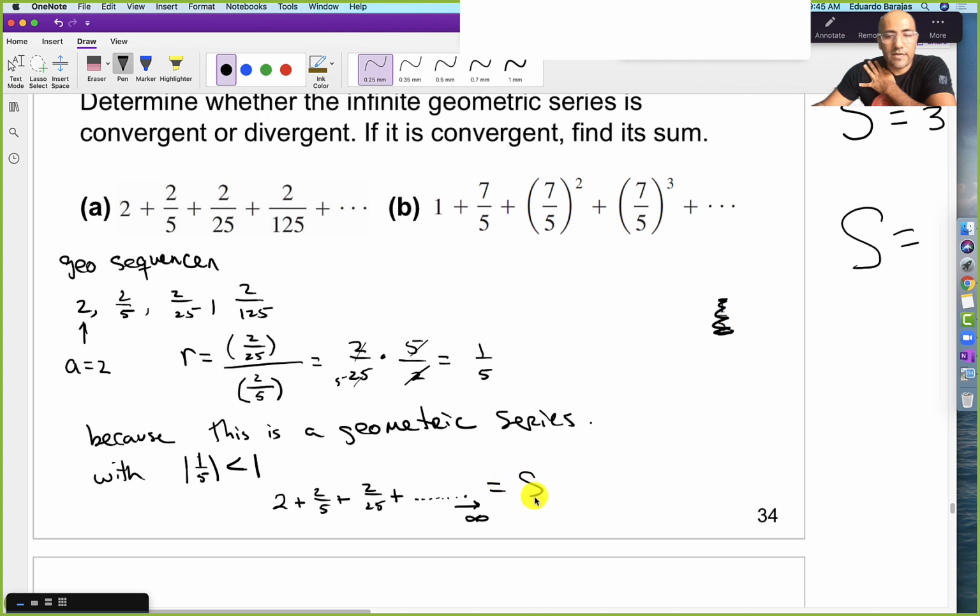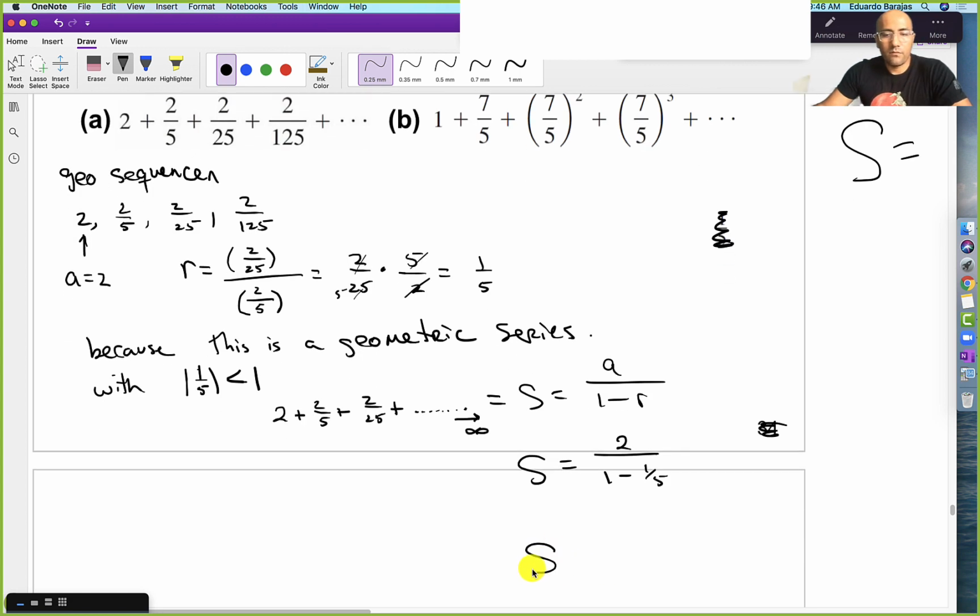That is going to be equal to s, where s is equal to a over 1 minus r. Good. So s, the sum of all of these forever, is equal to a, which was 2, divided by 1 minus 1/5. Good. So s is equal to 2 divided by 0.8. 2 divided by 0.8, I get 2.5. So the sum of all of these values forever, they're going to add up to 2.5.